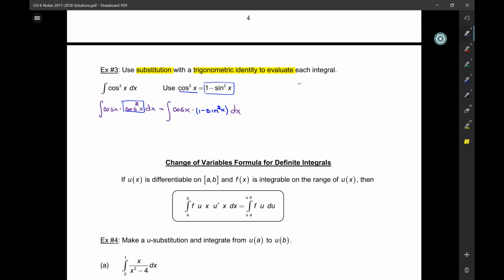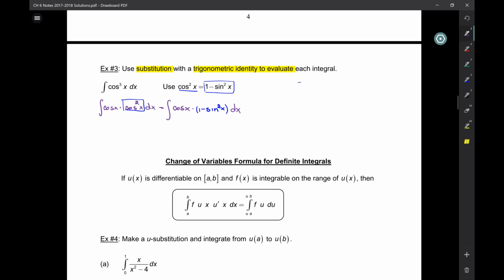Okay? So now, what are we going to take as our u? We're just going to do sine of x. Let me do this and then I'll go back and explain it. So du is going to be cosine x dx. Okay? So now what?